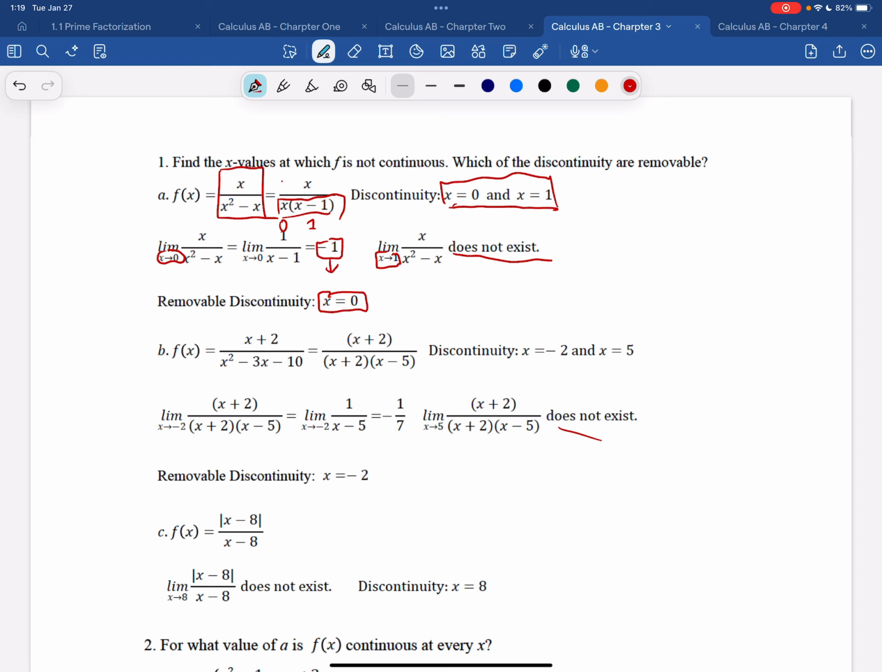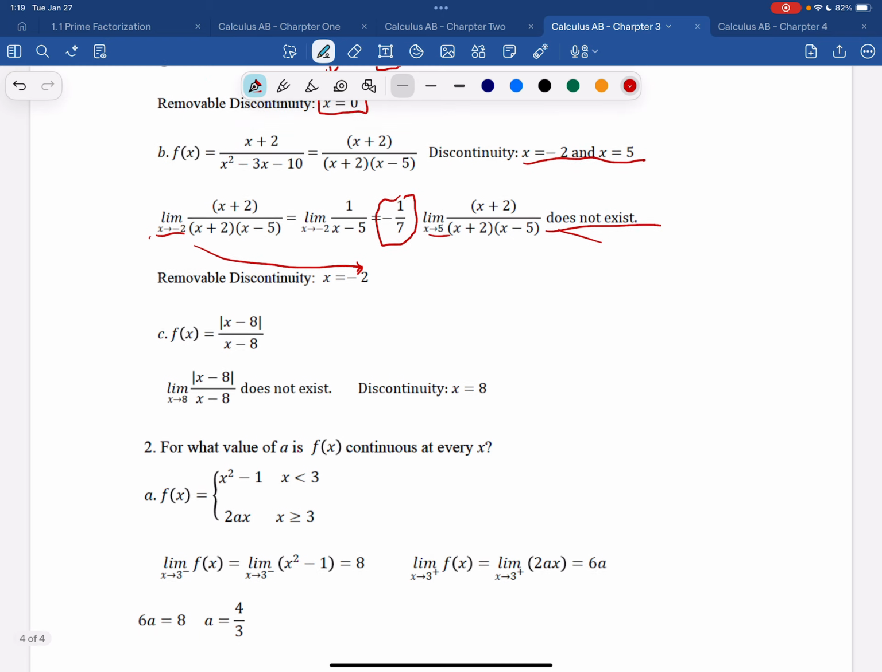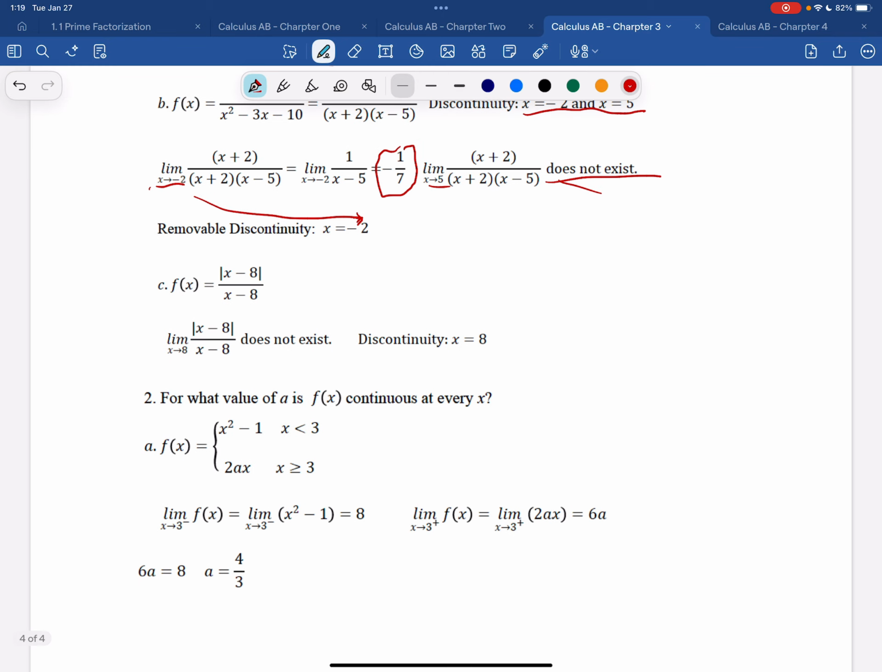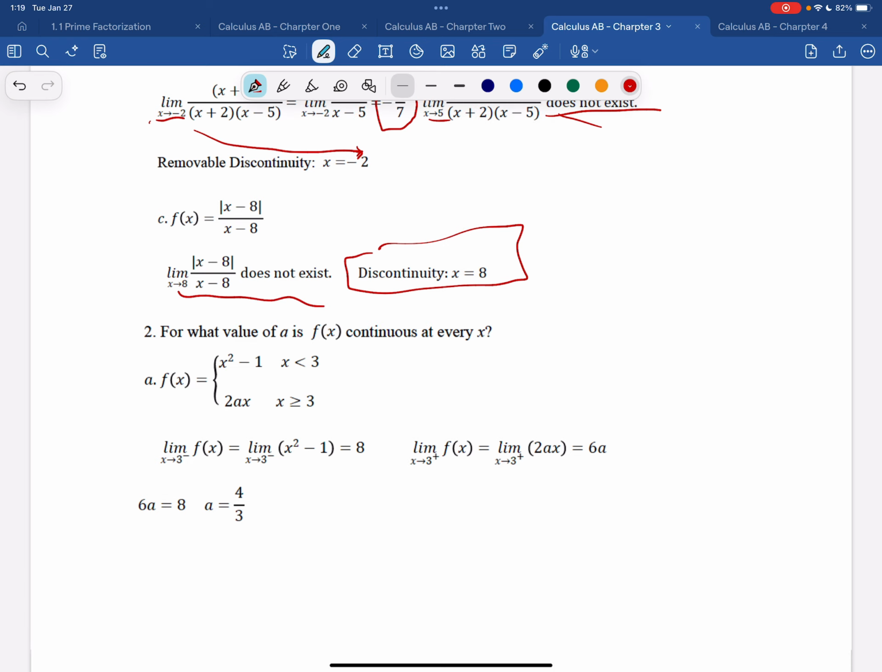Same with part b. The discontinuities are at x equals negative 2 and x equals 5. When x approaches negative 2, the limit equals negative 1/7. If x approaches 5, it does not exist. So the removable discontinuity will be x equals negative 2. Same thing here: the discontinuity is at 8. The limit does not exist, so it is not even a removable discontinuity.